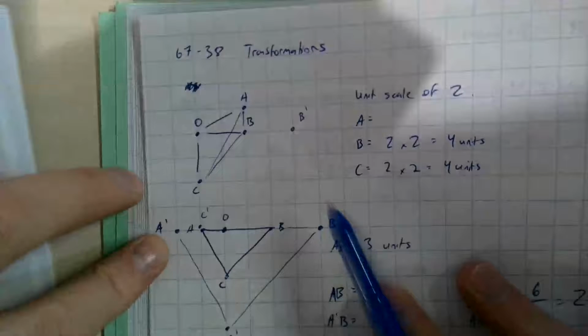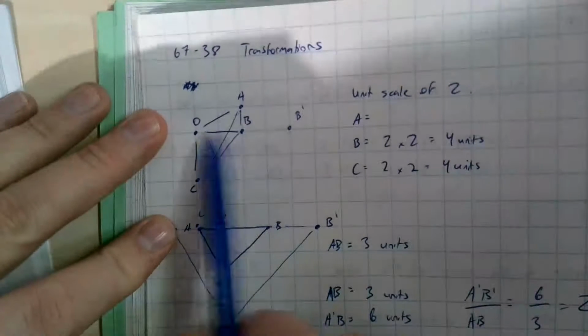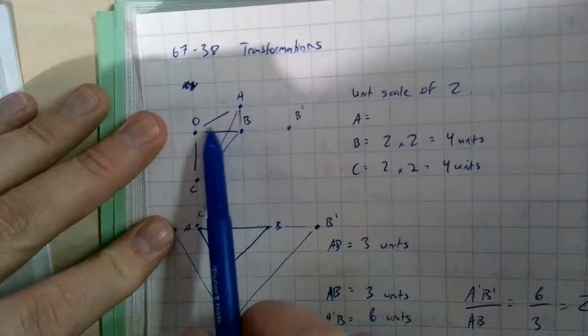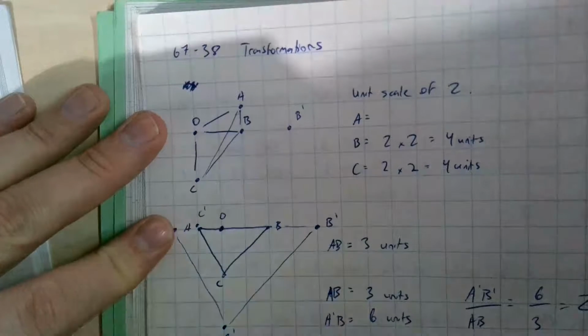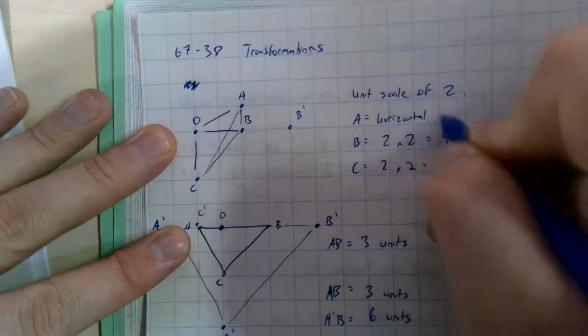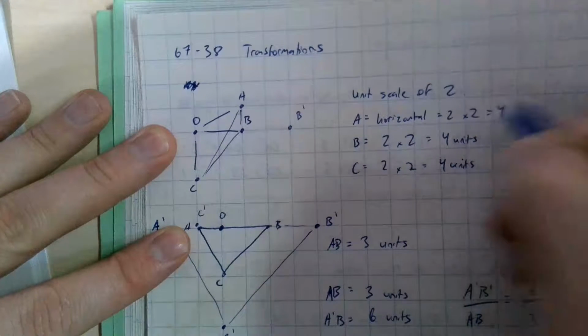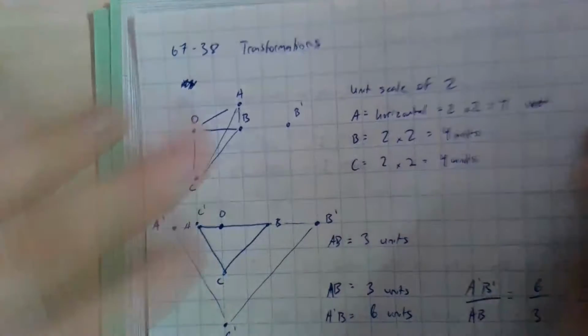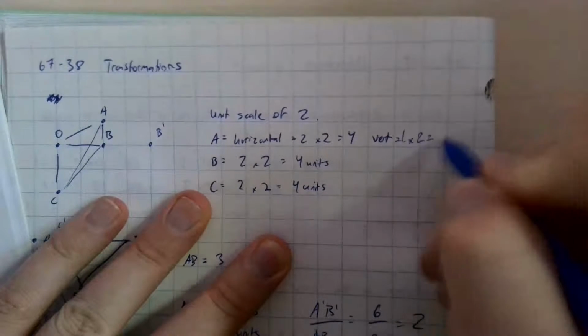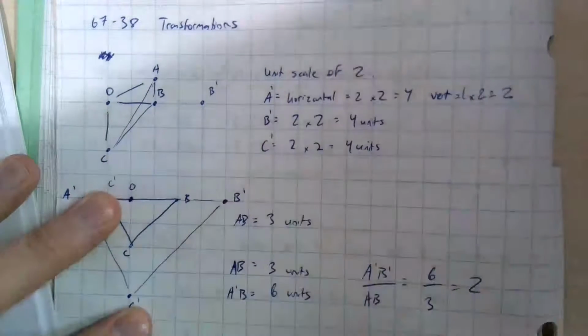Now, point A is a little bit odd. How do I do this? What I should do for this question is figure out what the horizontal distance is and the vertical distance, and then double both of those. So if I find my horizontal distance from O to A, that is 2. So horizontal equals 2 times 2, so that's 4. And vertical is 1 times 2, which equals 2. So that means for my point A, this should be that. There, that makes more sense.